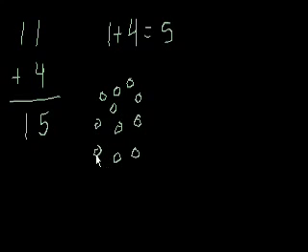Oh, actually, I think I messed up. It's 11. Anyway, it's early. I'm being a little ridiculous. Okay, so that's 11, and we're going to add 4 to it. So 1, 2, 3, 4. So now all we have to do is count how many total circles or balls we have now. So it's 1, 2, 3, 4, 5, 6, 7, 8, 9, 10, 11, 12, 13, 14, 15.